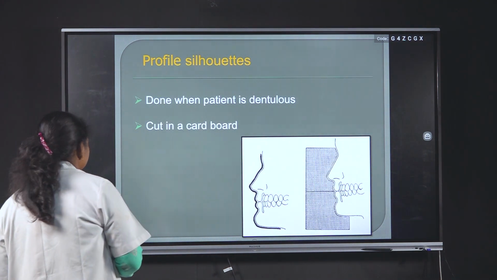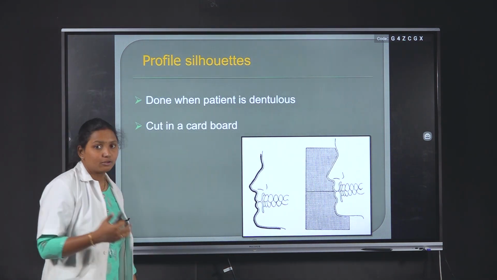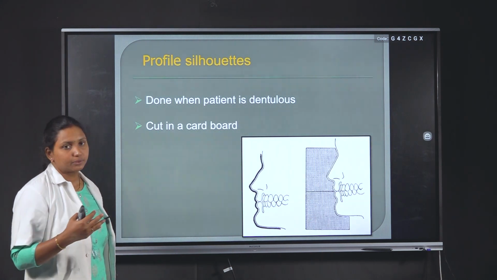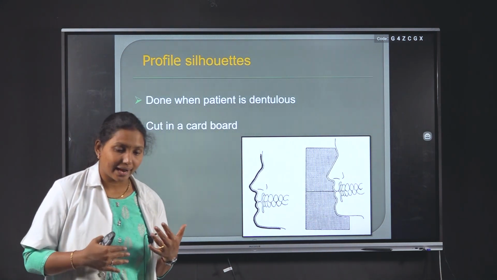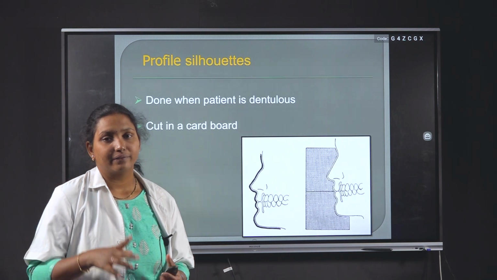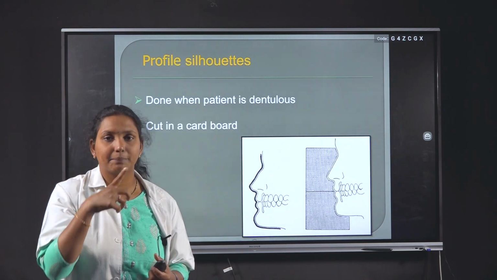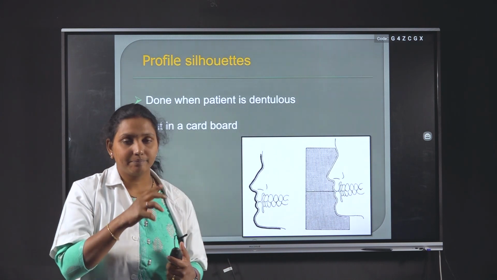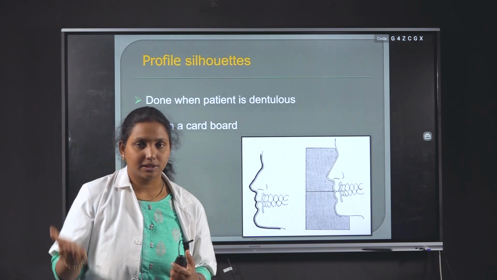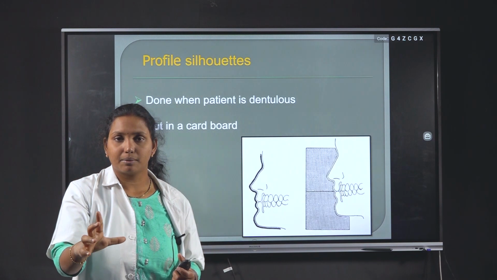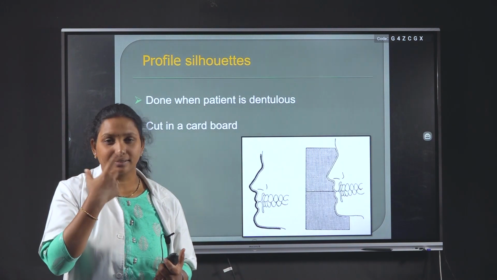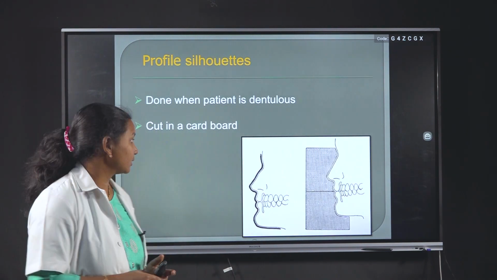So profile silhouettes, all of you know cardboards, no? What we will do is, when the patient had teeth, we will cut the cardboard according to the face. Same when the patient becomes edentulous, we will use that profile silhouette and re-establish that vertical dimension.